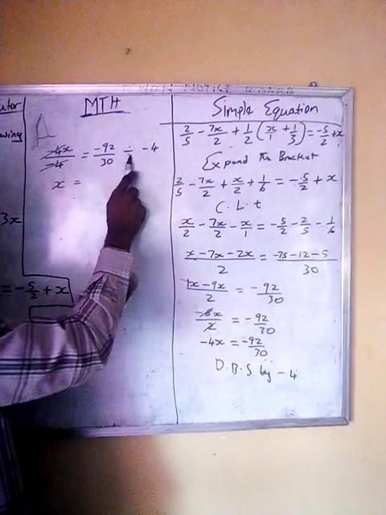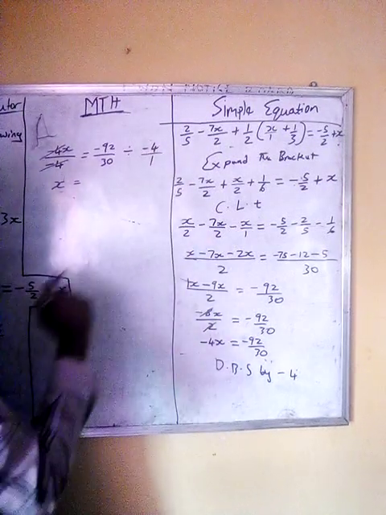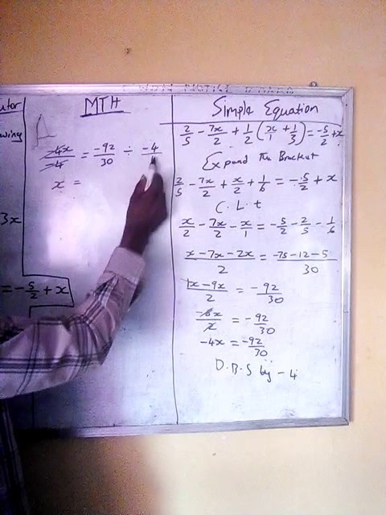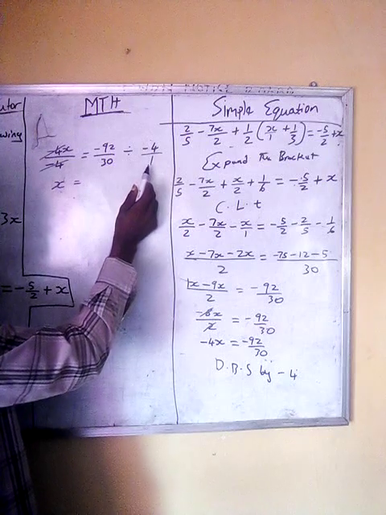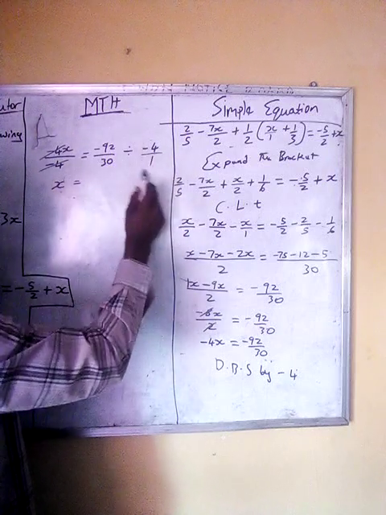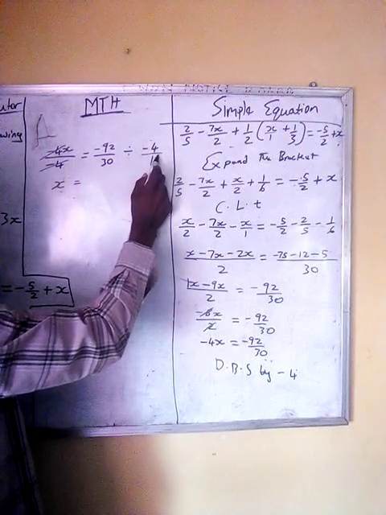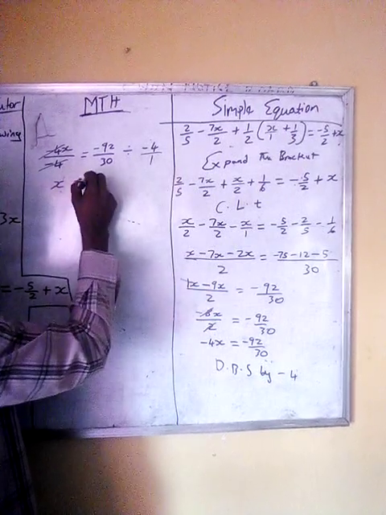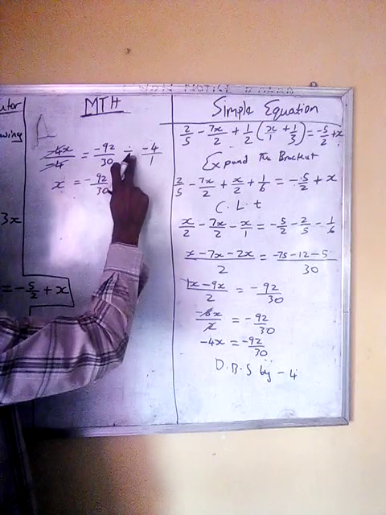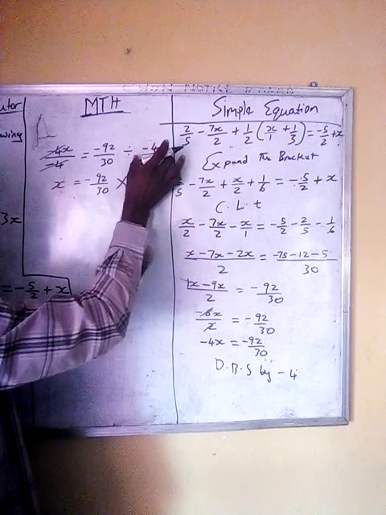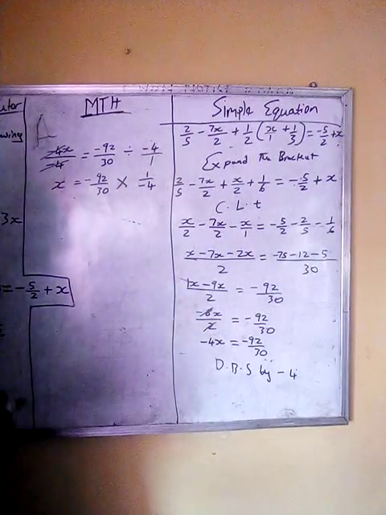We have to change the sign. So we change the sign to multiplication. This is -4 over 1. Then we change the sign to multiplication. The divider will switch side. The divider will take the inverse. So therefore, -4 is the divider. So if we change this sign to multiplication, this divider will change to the inverse. So this is -92 over 30. The division changes to multiplication. The divider will take the inverse, become 1 over -4. Are you still with me?